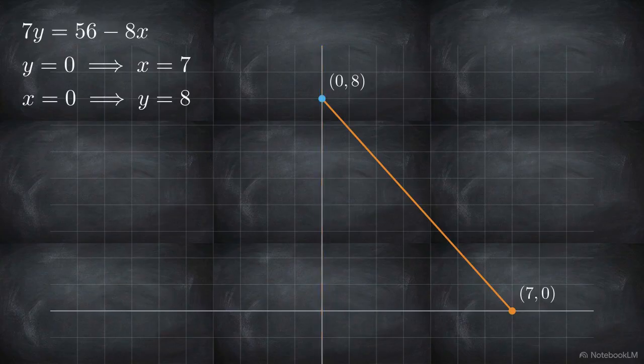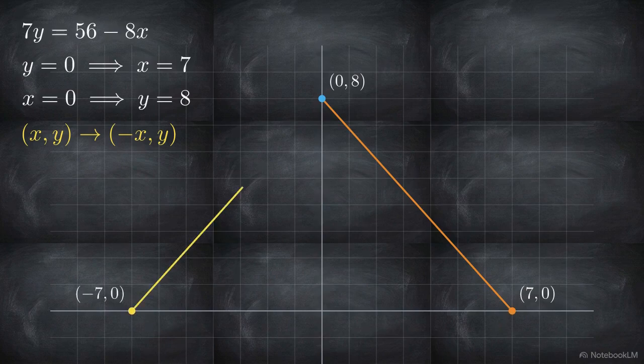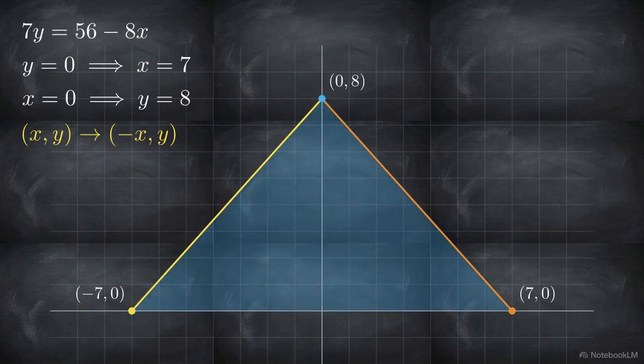We can manipulate this space by treating the y-axis as a physical mirror. To create a reflection, we simply invert the sign of the opposing coordinate. The point 7, 0 flips to -7, 0, generating a mirrored boundary that encloses a rigid triangular area on the grid. Now we make the leap into the third dimension.